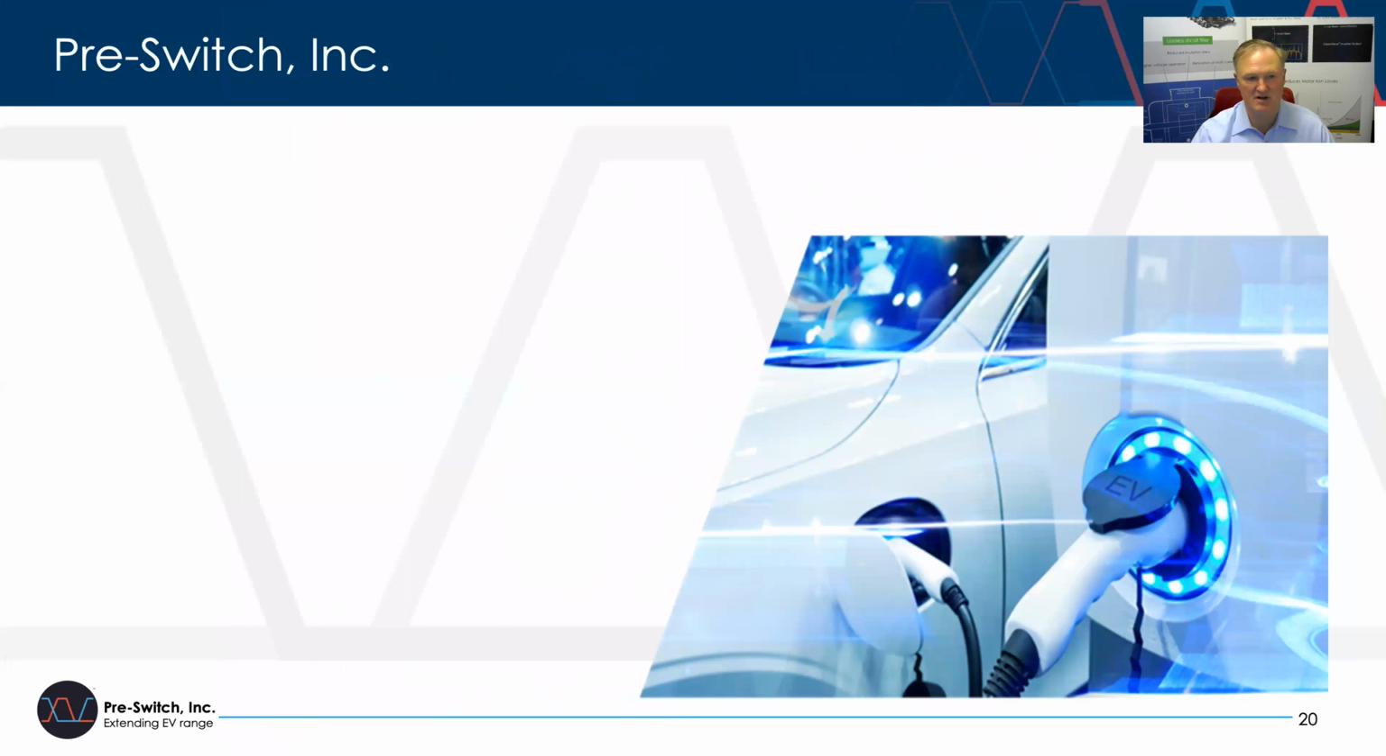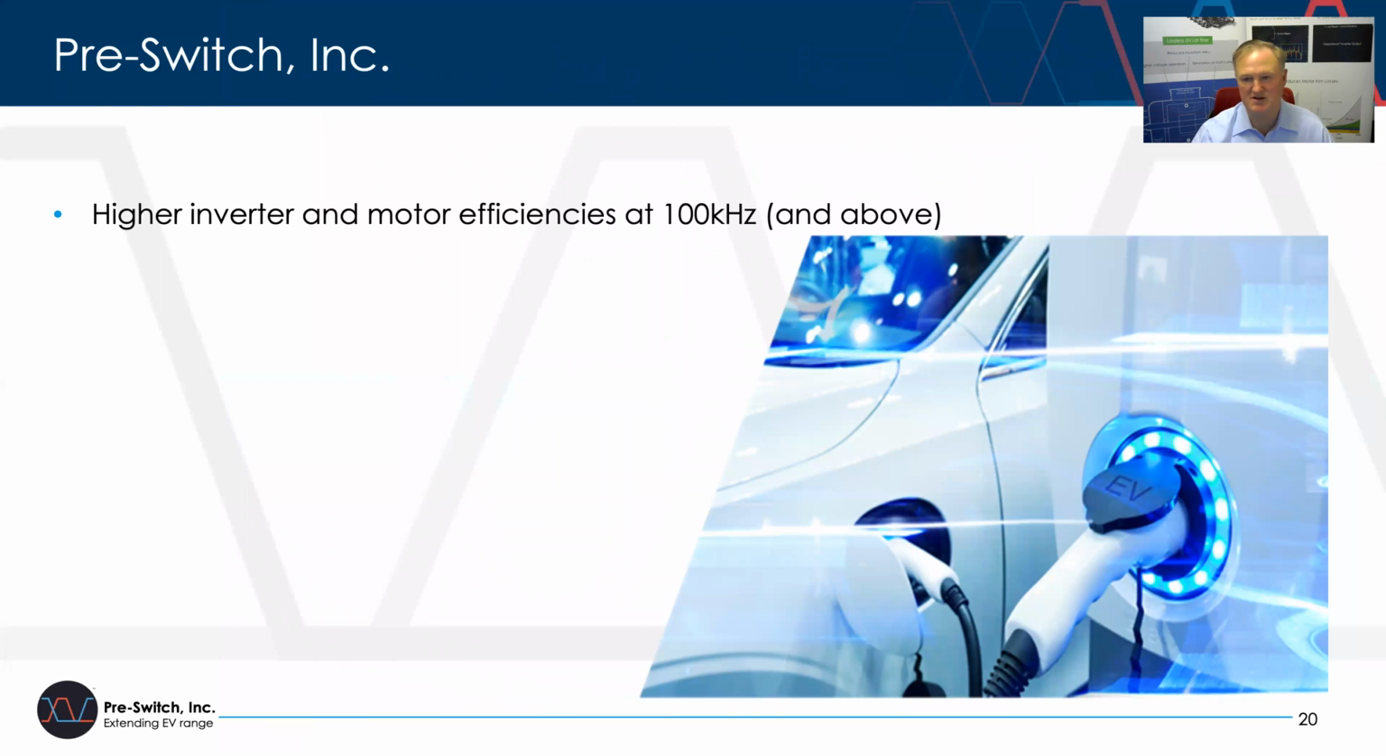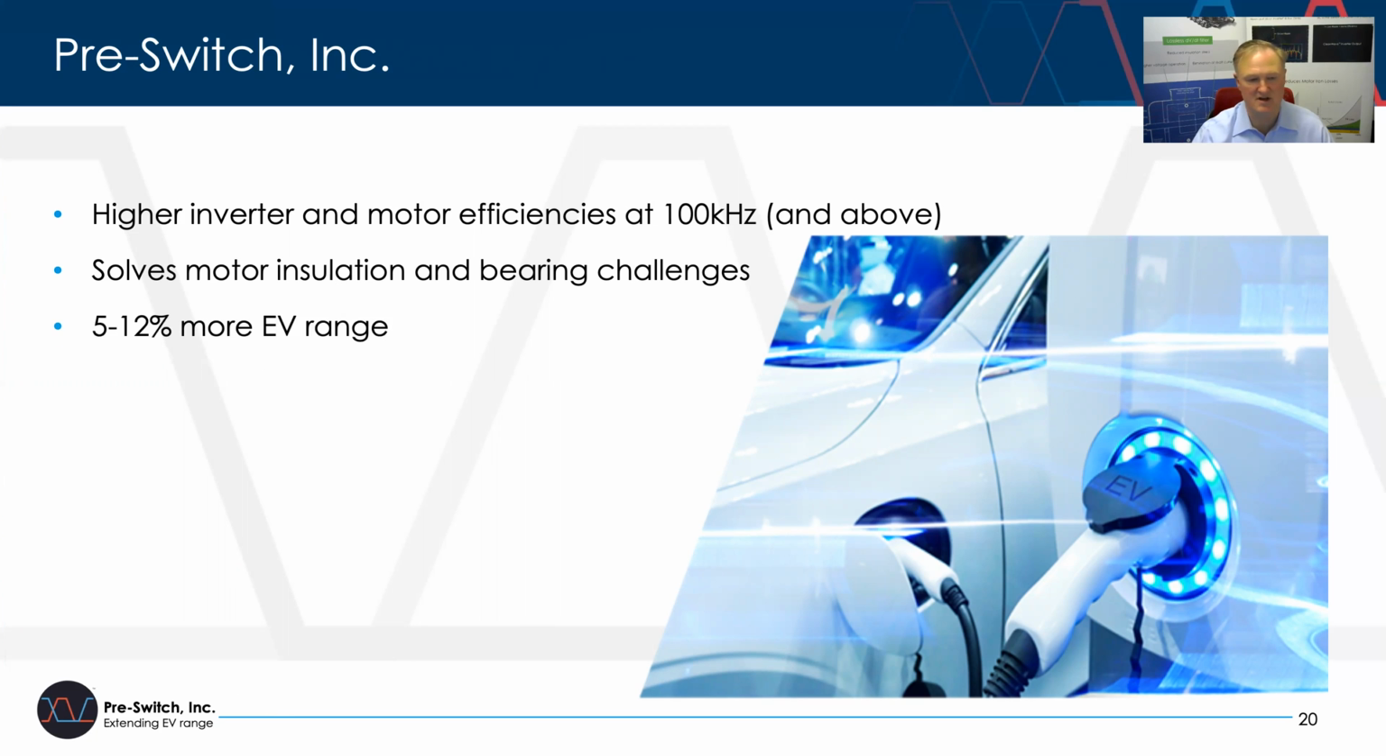So in summary, FreeSwitch enables a new inverter paradigm where you can have high switching frequencies and high efficiency in the motor and high efficiency in the inverter at 100 kilohertz and above. We solve a lot of the bearing problems and insulation problems associated with electric vehicles. We can give the EV an additional 5 to 12% more range, and it's a lower cost system at the system level.